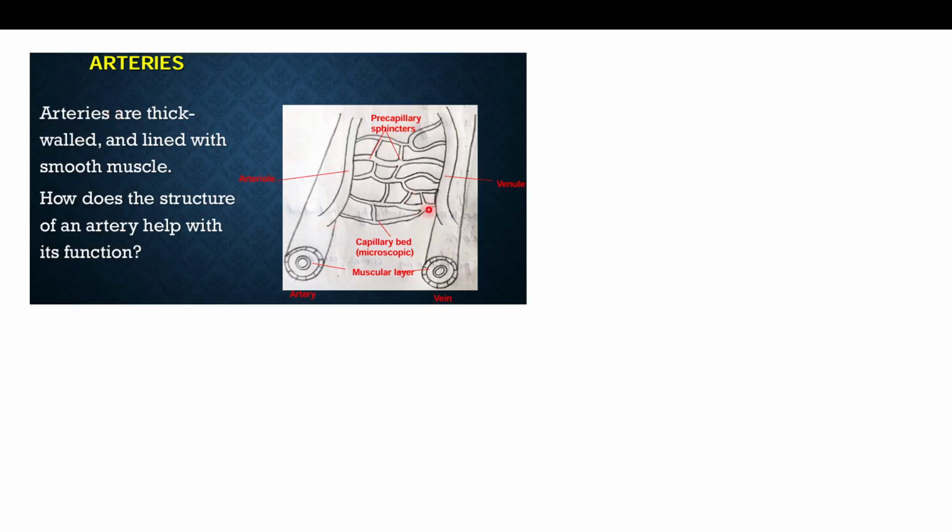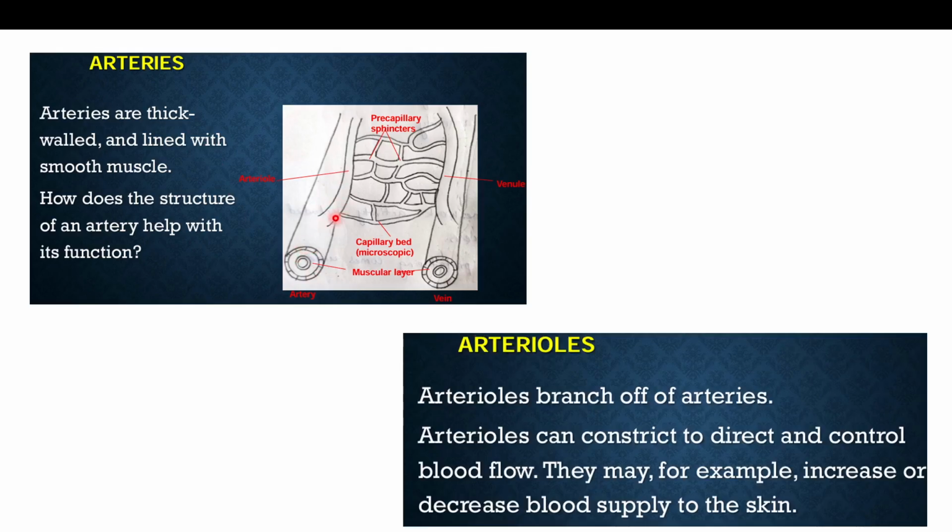Now, if we talk about arteries, it is a thick-walled blood vessel which is lined by smooth muscles. Arterioles are branches from the artery. These are branching tubules originating from the arteries, and arterioles can actually constrict, direct the blood flow, and even control it. They can increase or decrease the blood supply to the skin, for example.